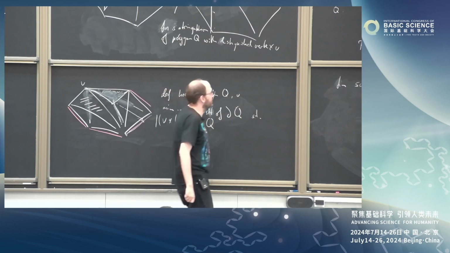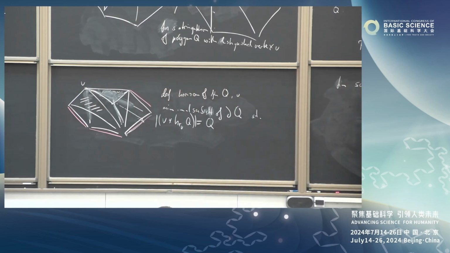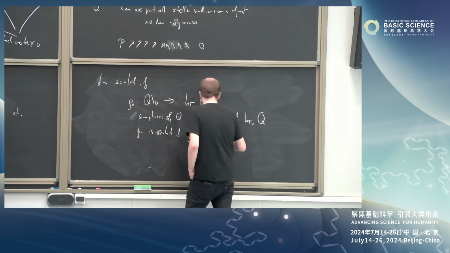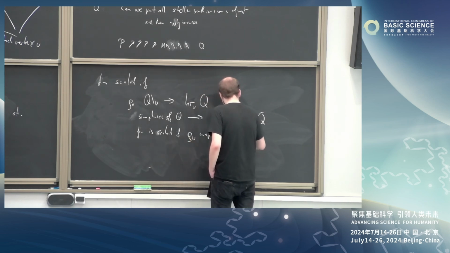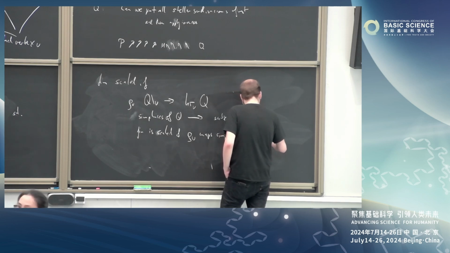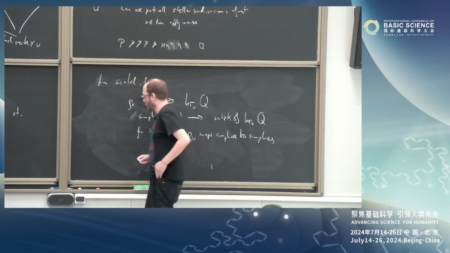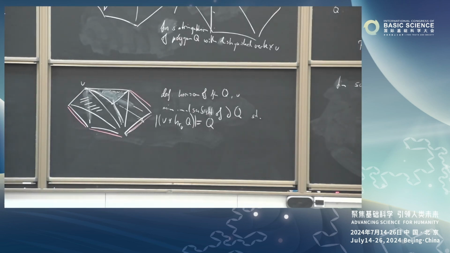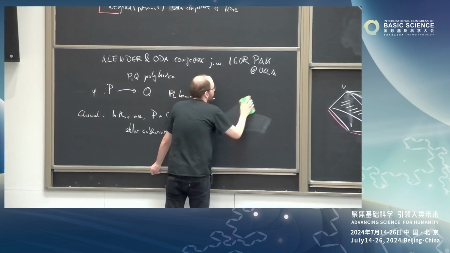So I call a fin scaled if this radial projection, let me call it rho or v, maps simplices to simplices. Let me make an example of a situation where this goes well, and this may be more instructive than just writing down the definition.